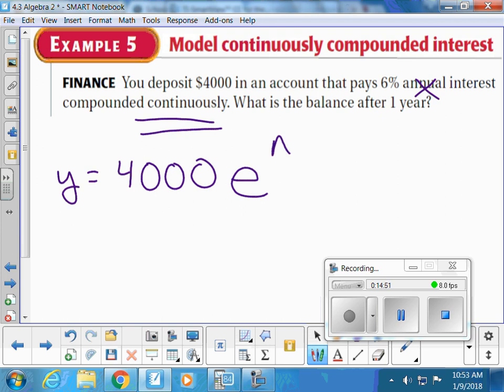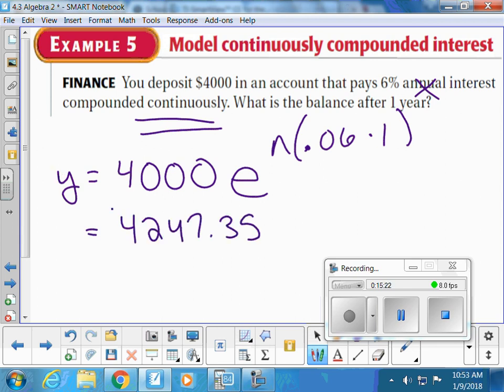What is 6% as a decimal? And then times 1. On this problem, times 1 you could skip, but if you're going to put times something and you're using a TI-83, use those parentheses there. Everybody else, you won't need to worry about the parentheses if you have a newer calculator. Let's go ahead and type it and see what we get. And everybody has found that E button successfully. If not, ask a neighbor where that E button is. 4247.35. Is that what we're getting? Perfect.